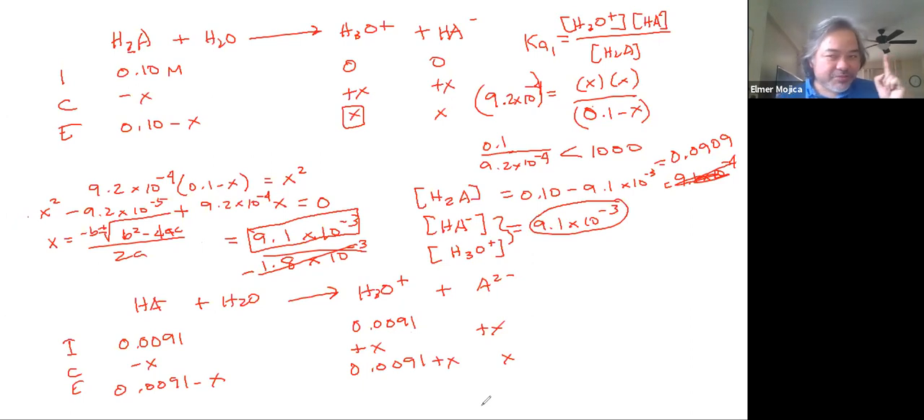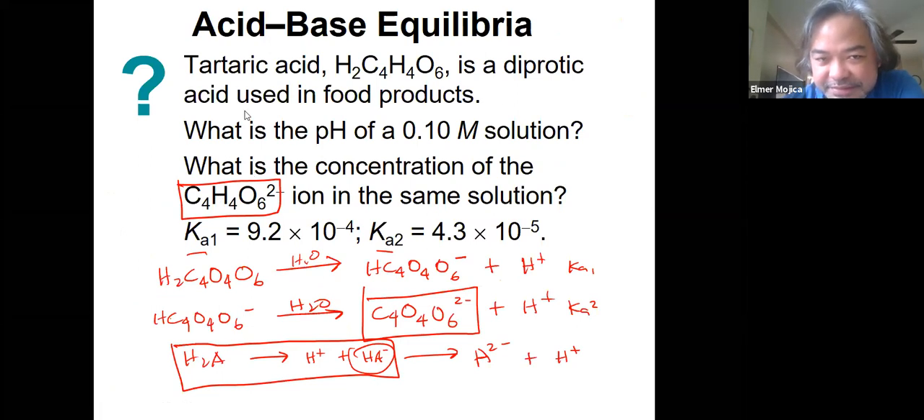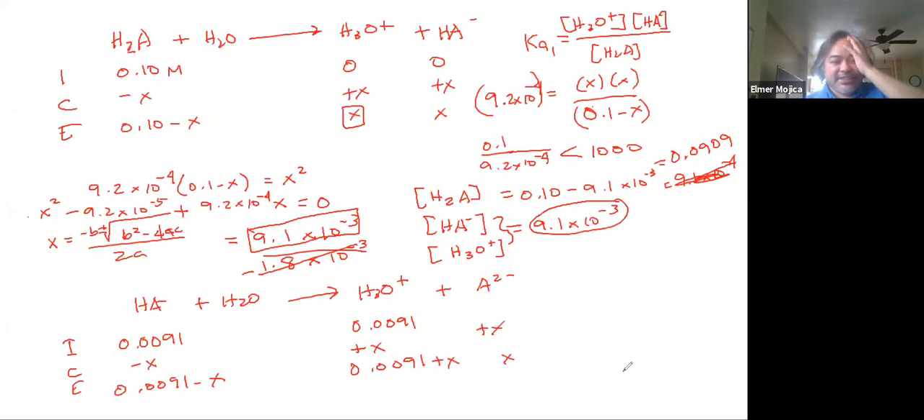Now the question, what does the problem ask us to solve? If we go back to the questions in the problem, we are asked to solve for tartrate. So what is the tartrate now? That is the X in the second dissociation. That's the one that we are asked to solve.